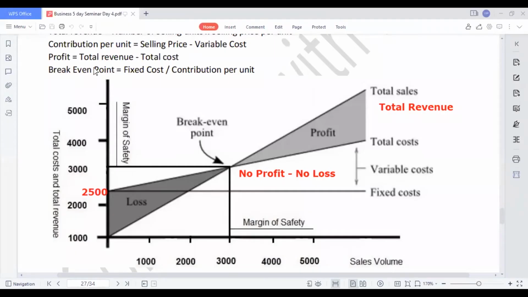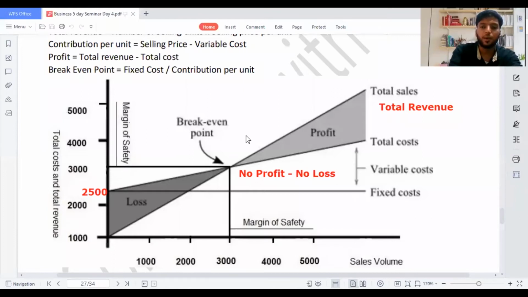Okay, guys, in simple terms, margin of safety is the actual difference between the revenue and the break-even point. Now, for example, here they have given revenue as 5,000. So 5,000 as revenue, minus how much? 3,000 is your break-even. So you get your margin of safety as 2,000.